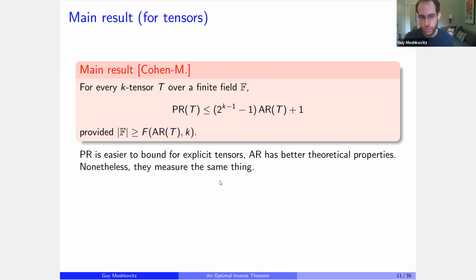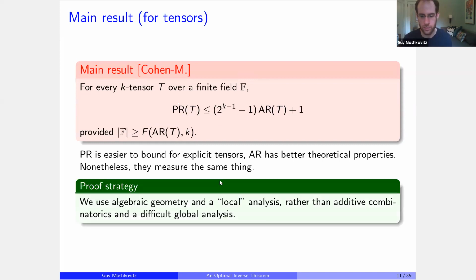Partition rank, as I said, is a combinatorial notion, and it's not too hard to bound it for explicit tensors sometimes. And the analytic rank has better theoretical properties. What this result shows is that in some sense, they measure the same thing. And so what about the proof? I'll try to use the remaining 35 minutes to say some things about our proof.